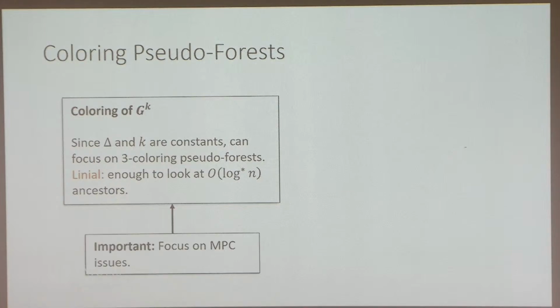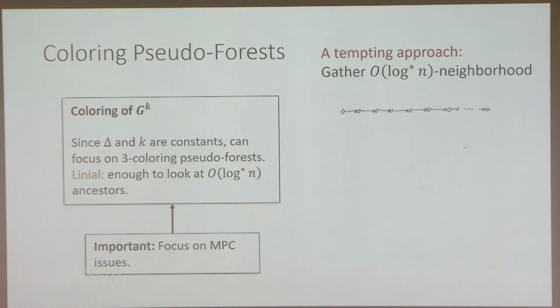But now, you might think that, well, isn't this kind of done? Now we get a log star n MPC algorithm. What more would I want? Well, first of all, faster. And second of all, I would really like to focus on MPC issues here, really make sure that we are doing smart things in MPC and not just collecting local neighborhoods.